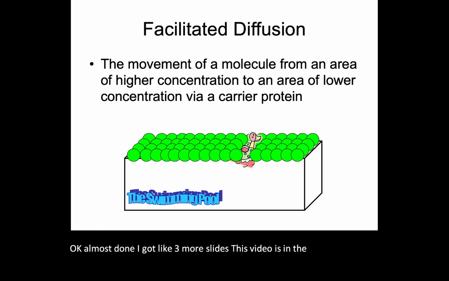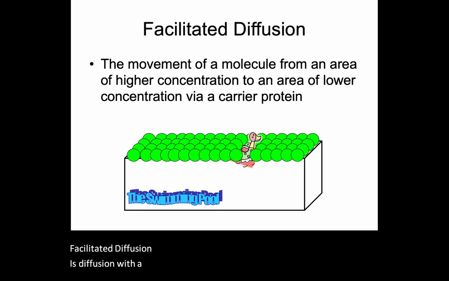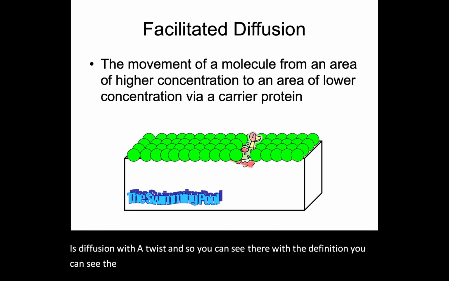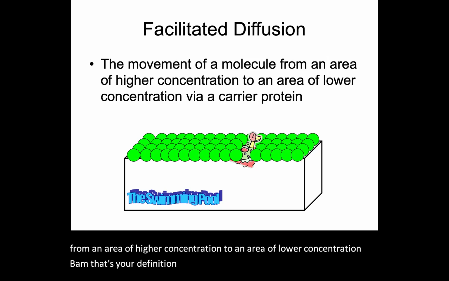So, facilitated diffusion is diffusion with a twist. And so you can see there the definition. Facilitated diffusion is the movement of a molecule from an area of higher concentration to an area of lower concentration. Bam! That's your definition of diffusion.